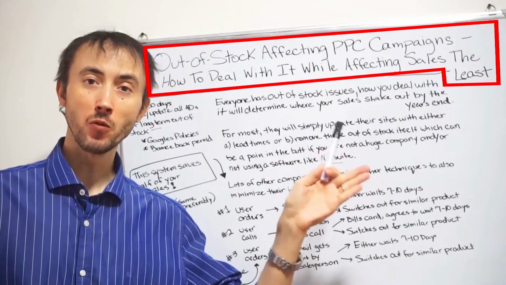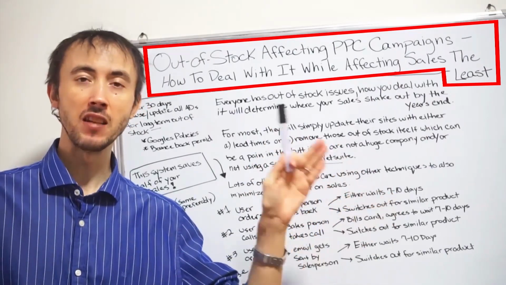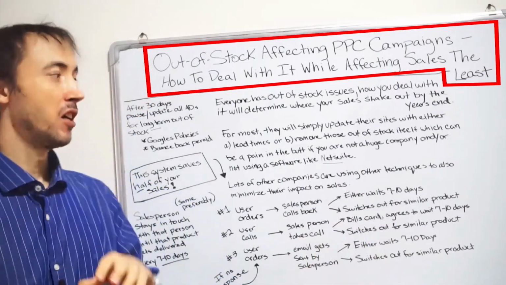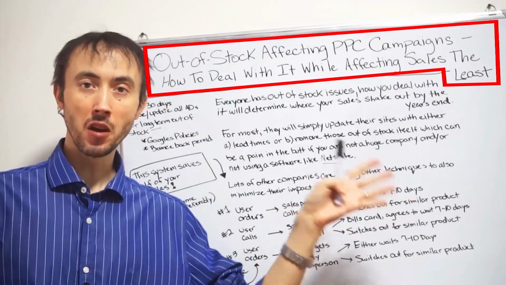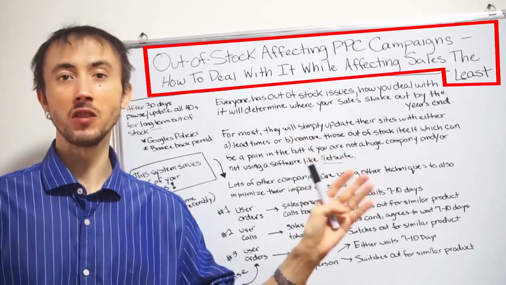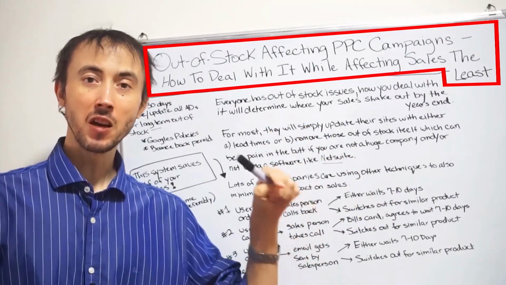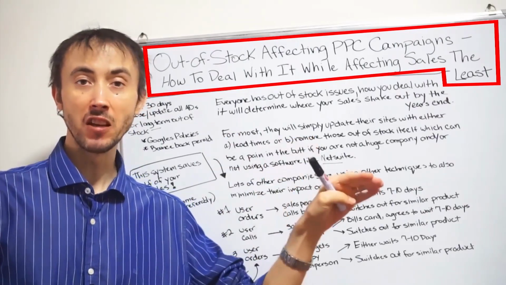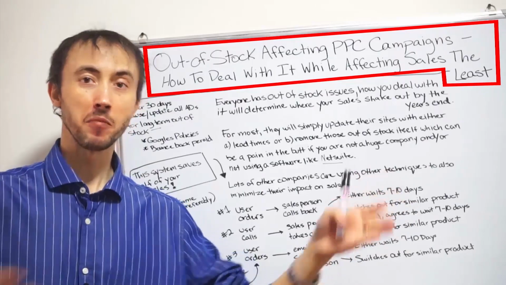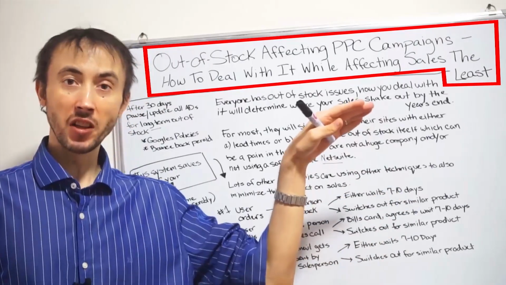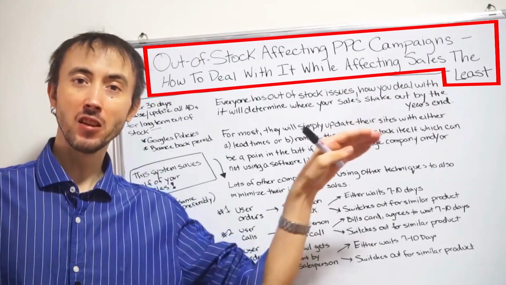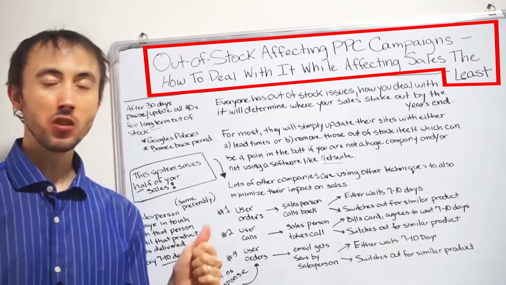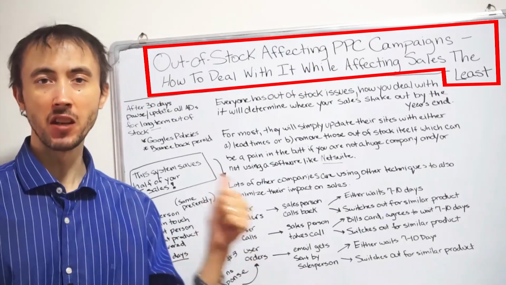This actually applies if you're not running PPC campaigns and rank organically or have other traffic sources. This methodology, which other people that I know are using today, is able to cut the damage to their sales from the out of stock products they have on a regular basis, which change from time to time, in half, roughly speaking. So a huge amount, just by following this very simple system that I'm going to give you on today's video.